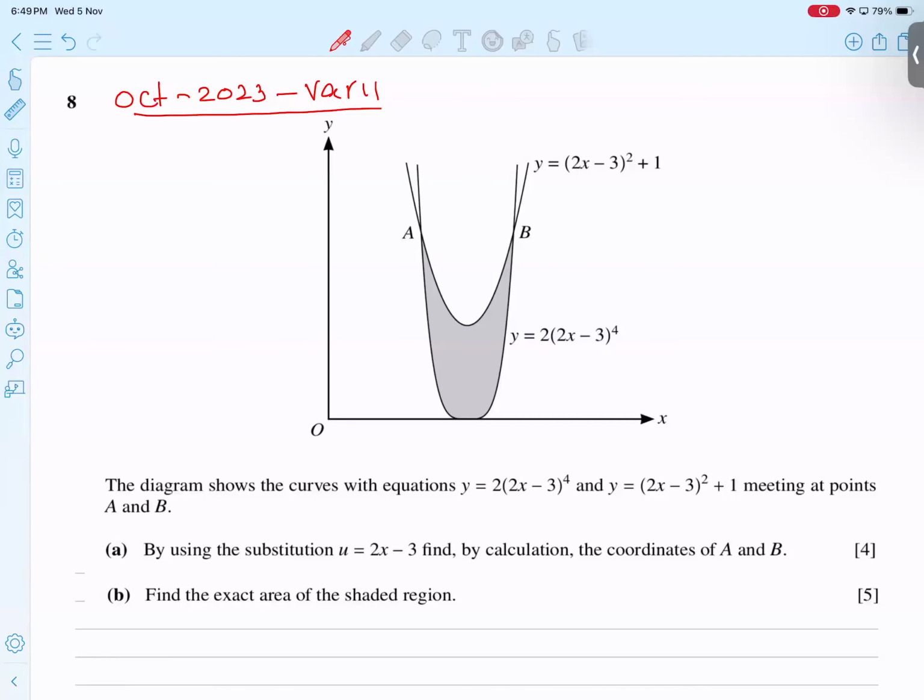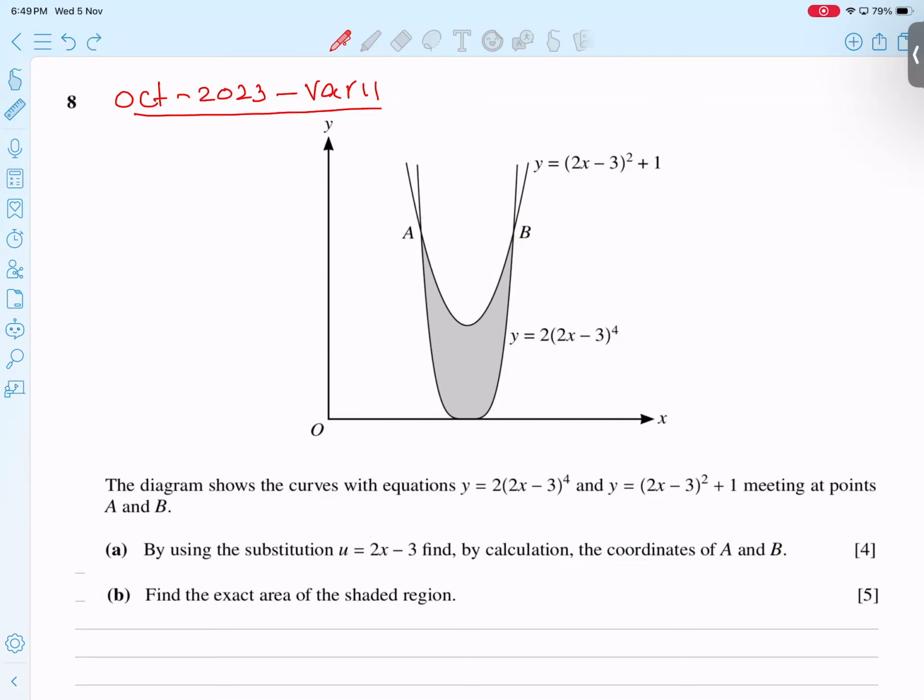Bismillah ar-Rahman ar-Rahim. This is October 2023 1-1 variant and question number 8. Topic is trigonometry, algebra and integration. So first he said, use this substitution and find coordinates of A and B. Where is AB? The points of intersection.